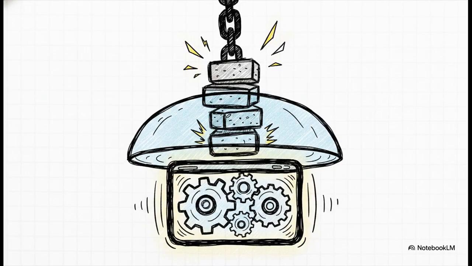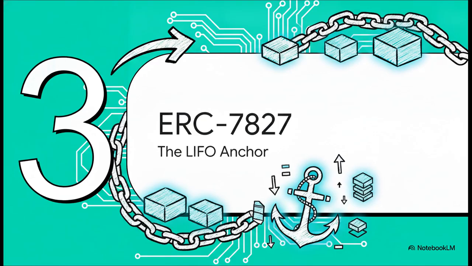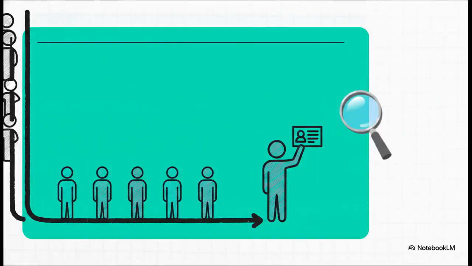And here is our definitive myth-busting reality check. Because SeedTreeDB is the active engine evaluating that syn logic locally, it is explicitly not a last-in, first-out, or LIFO stack. It does not handle the global state ledger, period. Moving on to Section 3, ERC7827, the LIFO anchor. Okay, so if SeedTreeDB isn't our on-chain LIFO ledger, what is?